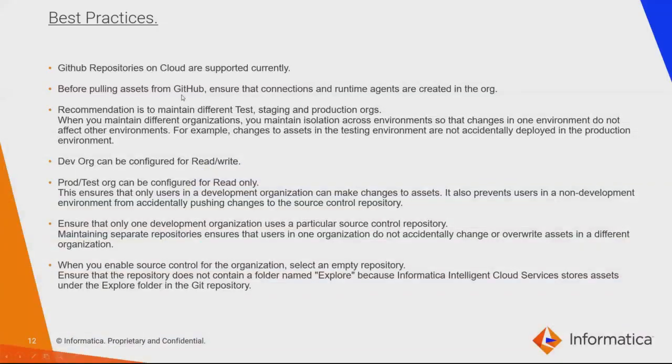Before pulling an asset, ensure that the connections and the agents are created and available in the org. The recommendation is to maintain different test, staging, and production orgs for GitHub. So for example, for development, I will have one instance of GitHub, for production I'll have a different instance, and similarly for staging I'll have another instance of GitHub. I do not want all the test, staging, and production orgs to connect to one instance of GitHub.